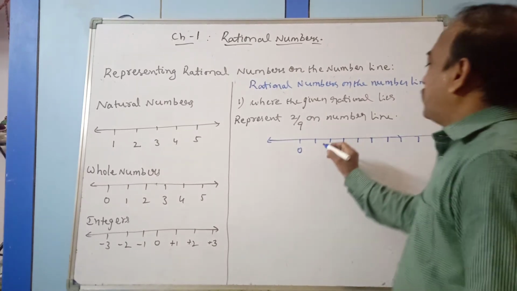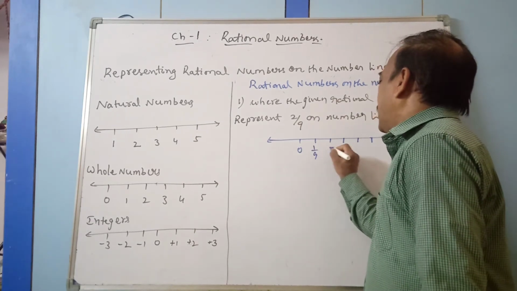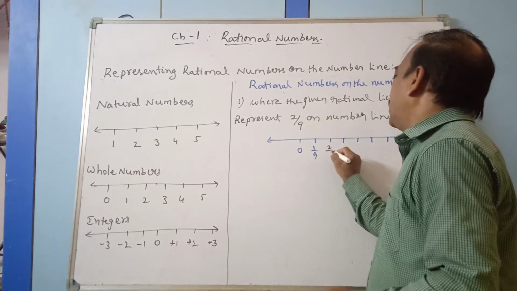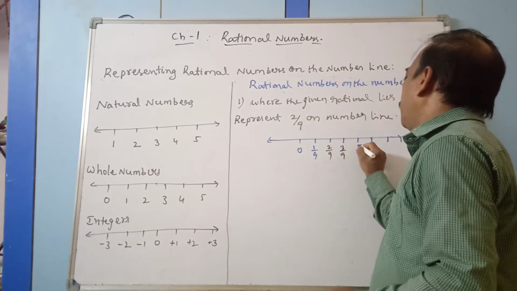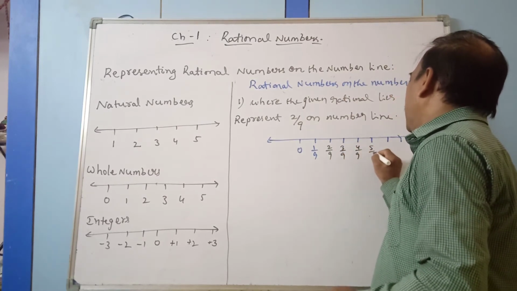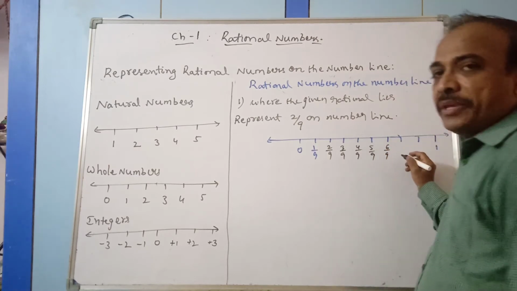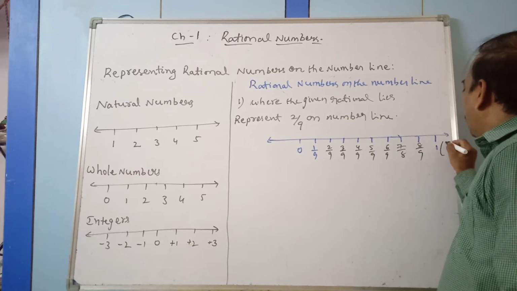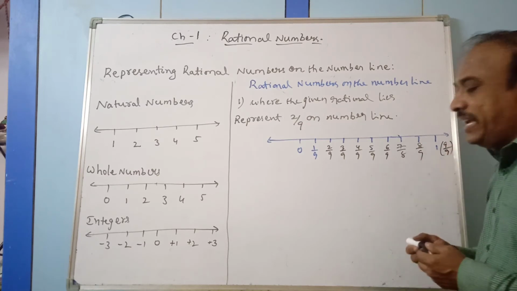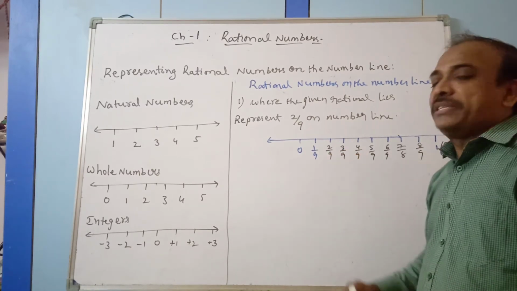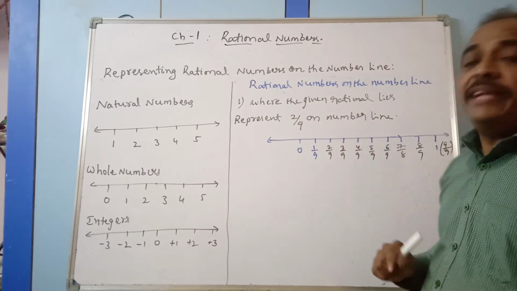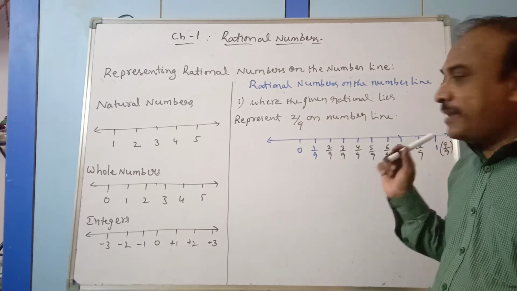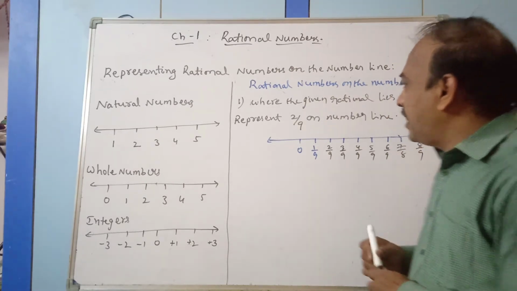So here the first part is 1 by 9, second part is 2 by 9, and third part is 3 by 9, 4 by 9, 5 by 9, 6 by 9, 7 by 9, 8 by 9, and 1 is nothing but 9 by 9. This is how we represent rationals on the number line. Is it clear? Now we see one more example.